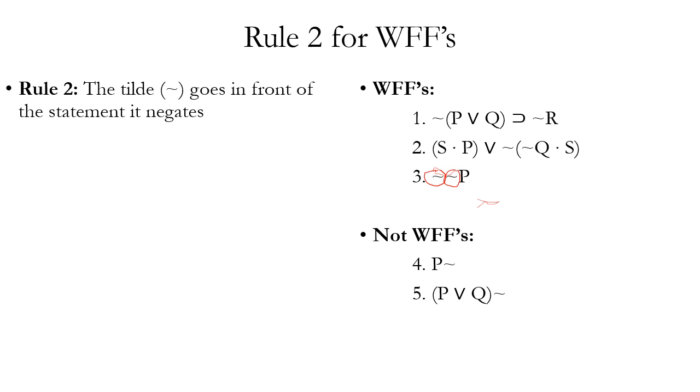So number 4, this is P tilde. In order to make this into a well-formed formula, we have to put the tilde in front of the P, because that's to go in front of the proposition it negates.